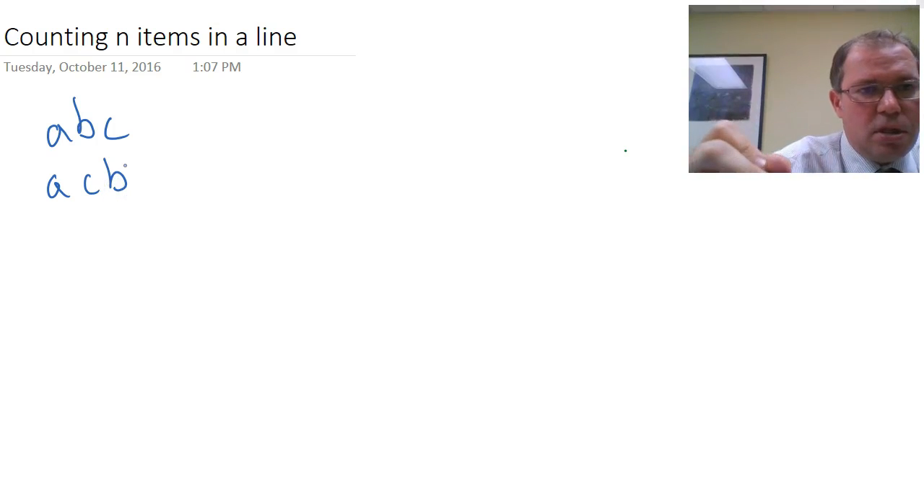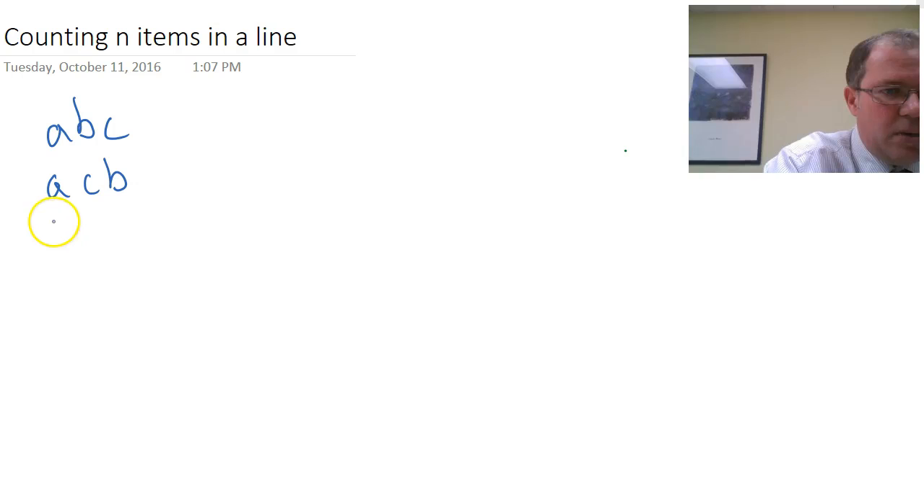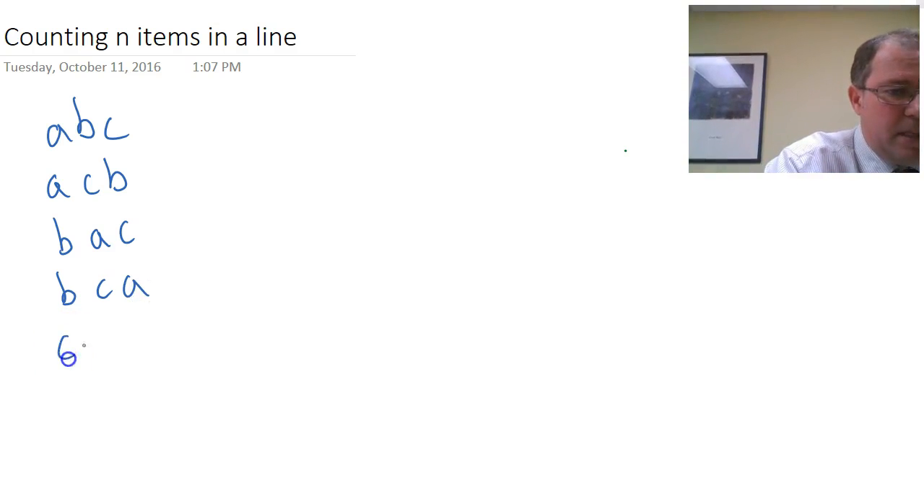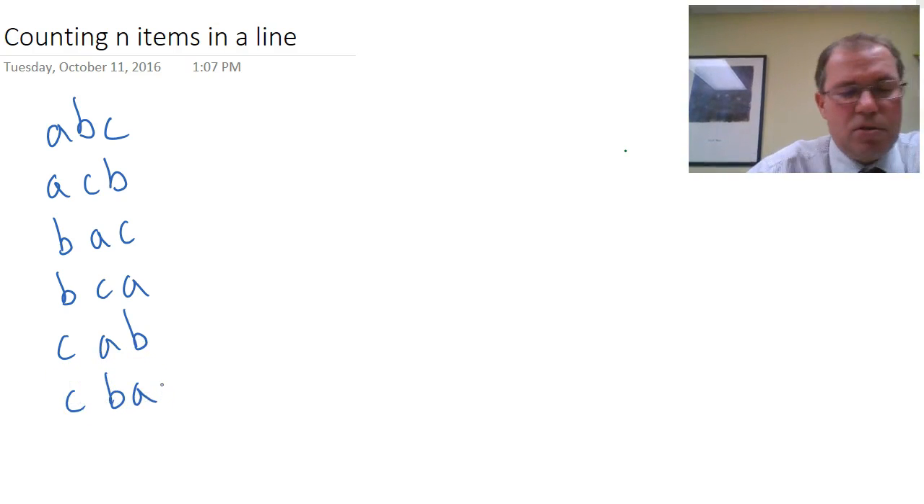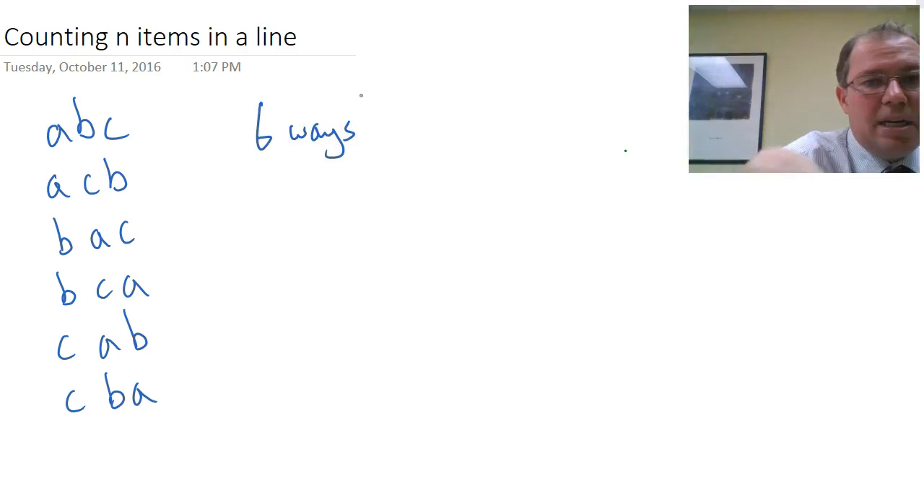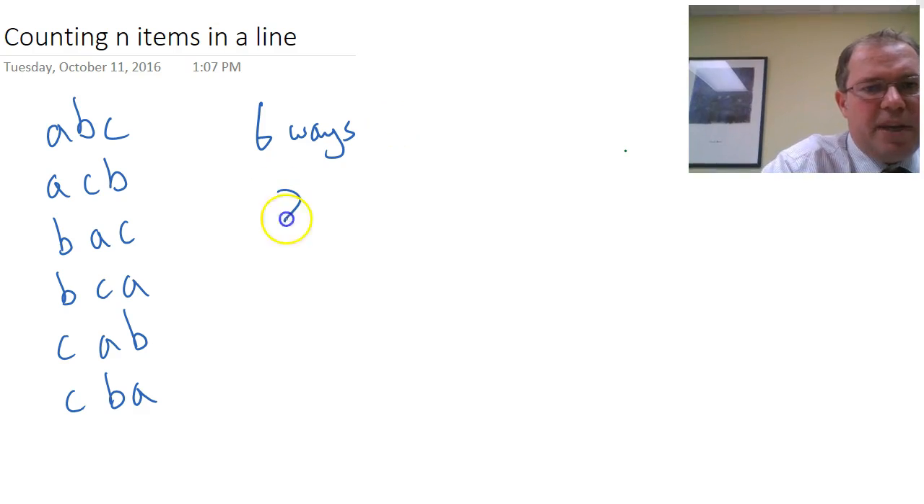I've now exhausted the possibilities starting with an A, so I need to start with a different letter. So let's start with B. Then I could have AC. Keep starting with a B, I could have CA, and I've now exhausted starting with B. So I'll start with C, and I can have AB, and then CBA. And now I've exhausted all the different possibilities, and there are 6 ways of arranging A, B, C in a line. So if you think about it, there's an easier way to get there.